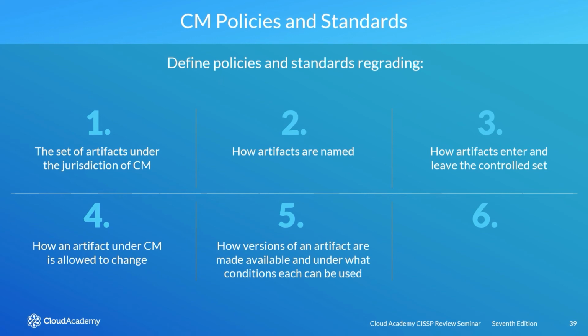And how the versions of an artifact are made available and under what conditions each can be used is part of this process and must be publicized to all those interested and concerned parties. There will be a tool set, of course, and the tool set must be used, and how it's used must be committed to policy and procedure, and those authorized to perform these functions have to be trained in it.